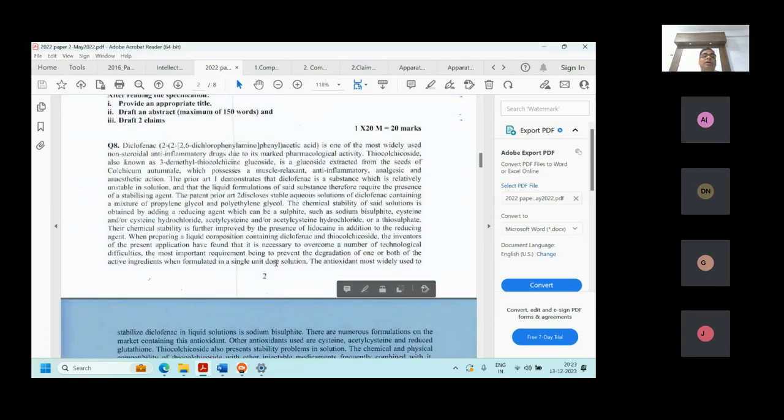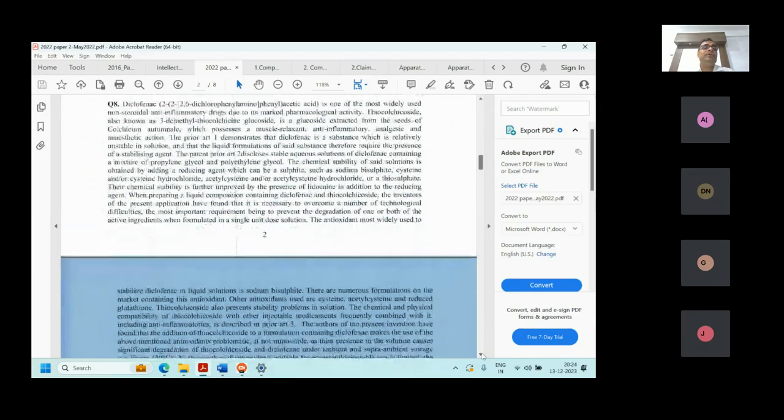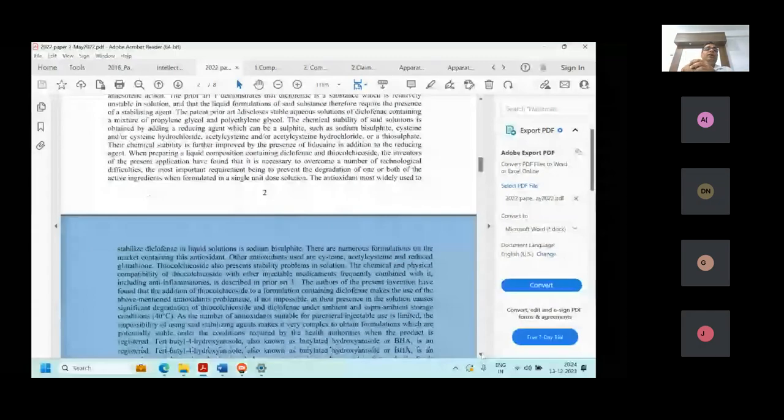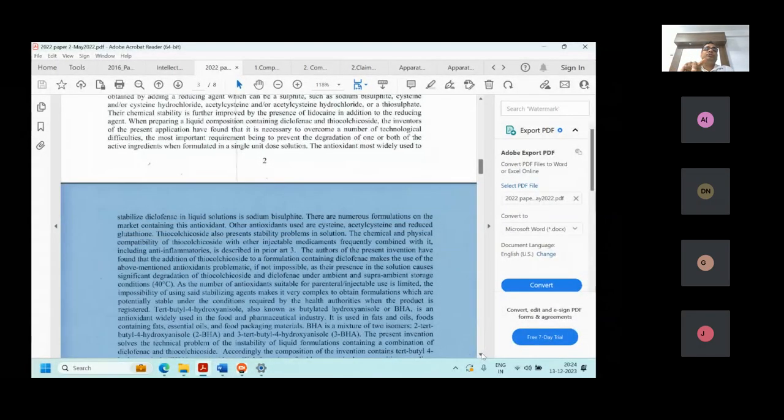The most important requirement being to prevent the degradation of one or both. So what is happening is, the problem is that with the active ingredients, diclofenac or thiocolchicoside, if I am preparing a liquid composition, there is going to be degradation of either diclofenac or thiocolchicoside or both. So this is a problem, and that's why a drug with a combination of both is not being formed. So what should I do? They have said to stabilize with sodium bisulfite and so on, but it's not helping. The same thing with thiocolchicoside, it is also not helping.